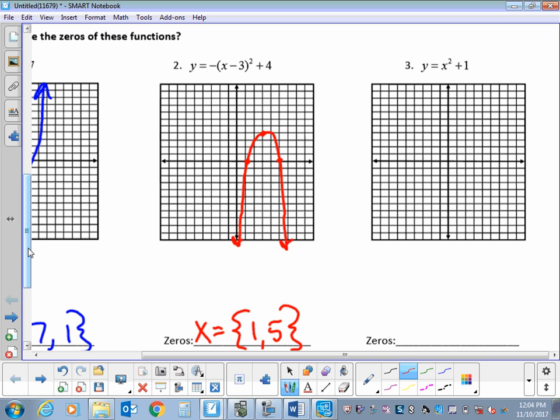Is that a 3 over to a 4, I guess? 3, yeah.